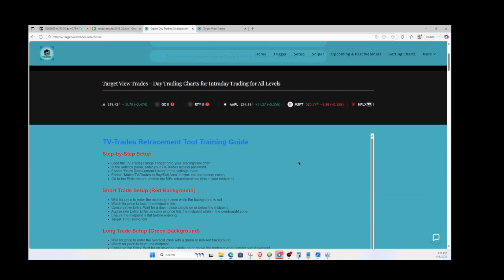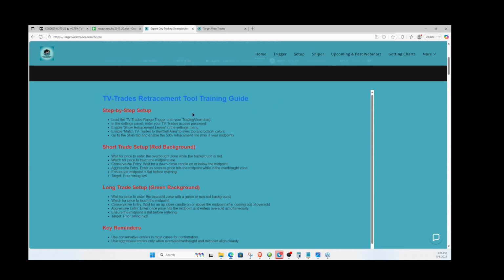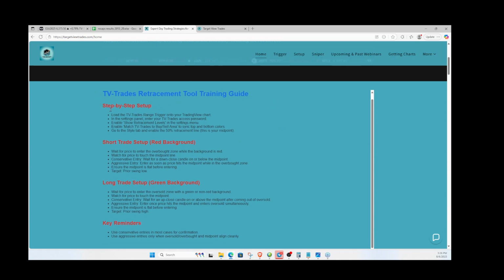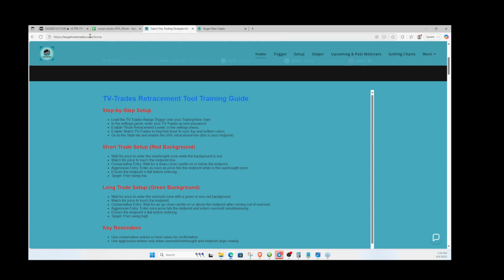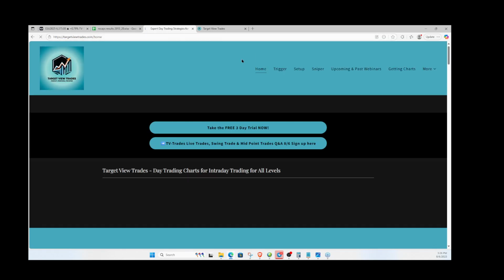I also have this stuff in here for the retracement tools. I haven't really gone into the midpoint thing right now, but the trades that I'm looking at are just following these rules right here. Red background, green background. It's actually a blue background. But they're following these rules, and all this is on the home page of targetviewtrades.com.